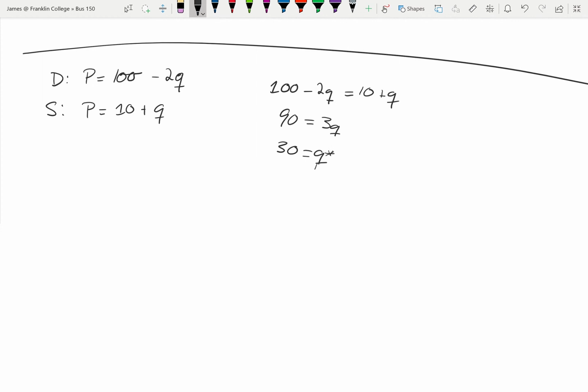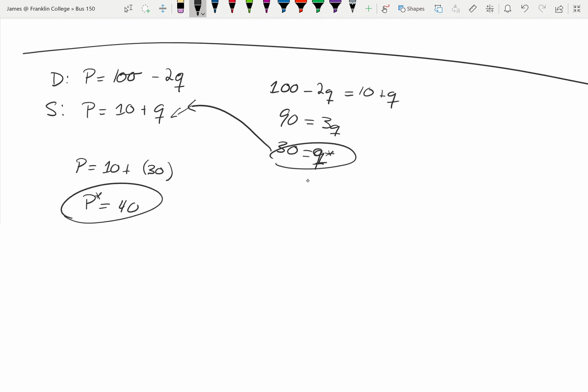And we are going to denote that Q star when we talk about economics, because we're going to be calling that the equilibrium quantity. Alright, so we can plug that 30 equals Q into either of these two equations. This one looks a little bit easier to work with because we don't have to multiply our Q value by anything. So P equals 10 plus our Q value, 30. So P equals 40. So that's our price equilibrium. So we know the quantity that's going to be bought and sold in the market, and we know the price, because we know the equation for the demand curve and the equation for the supply curve.